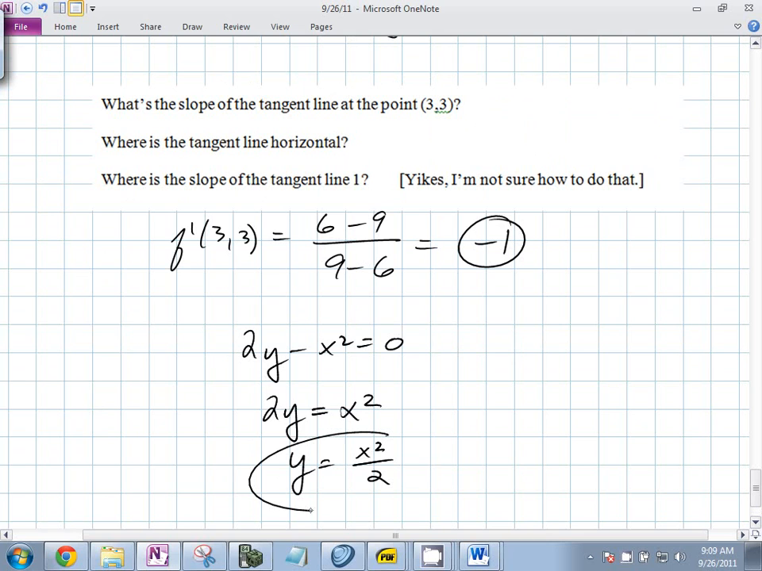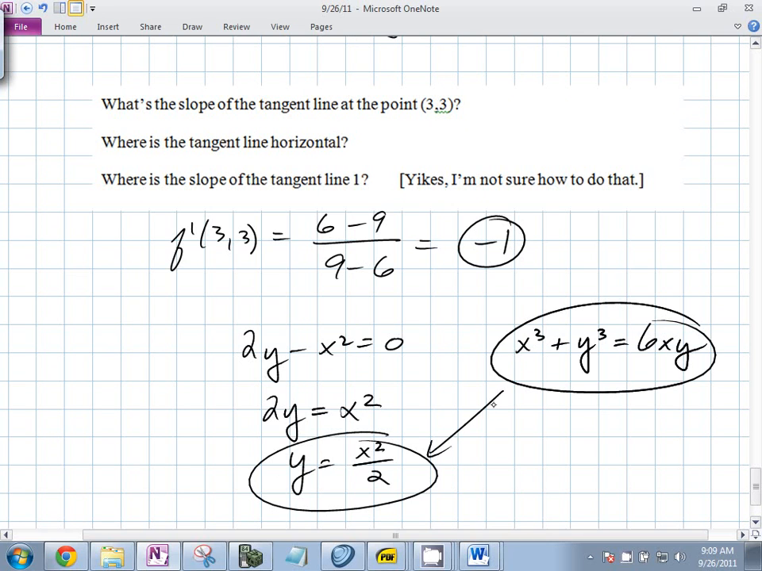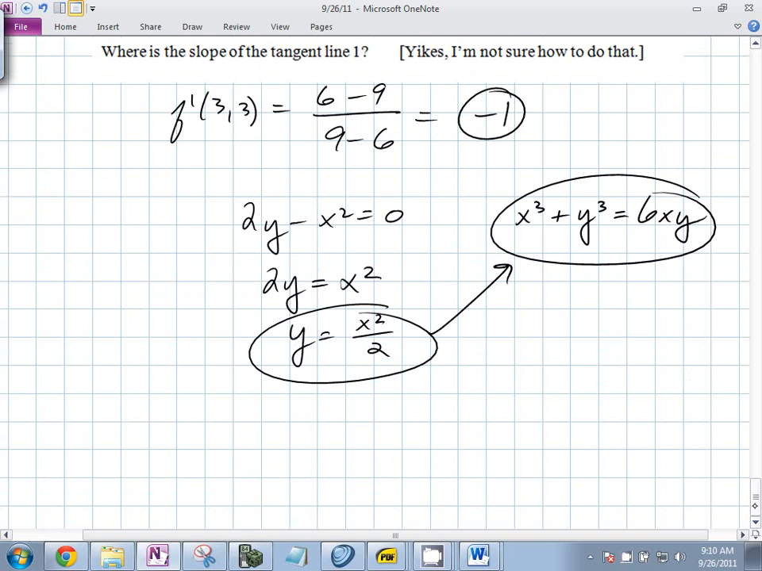It has to be when y equals x squared over 2, but also when what? What's the original equation? X cubed plus y cubed is equal to 6xy. Both of these things have to be true. So if both of these things have to be true, what do we do to solve? Set them equal to each other. You know y is equal to x squared over 2, so substitute x squared over 2. Yeah, and you get x cubed plus x squared over 2 cubed equals 6x times x squared over 2.